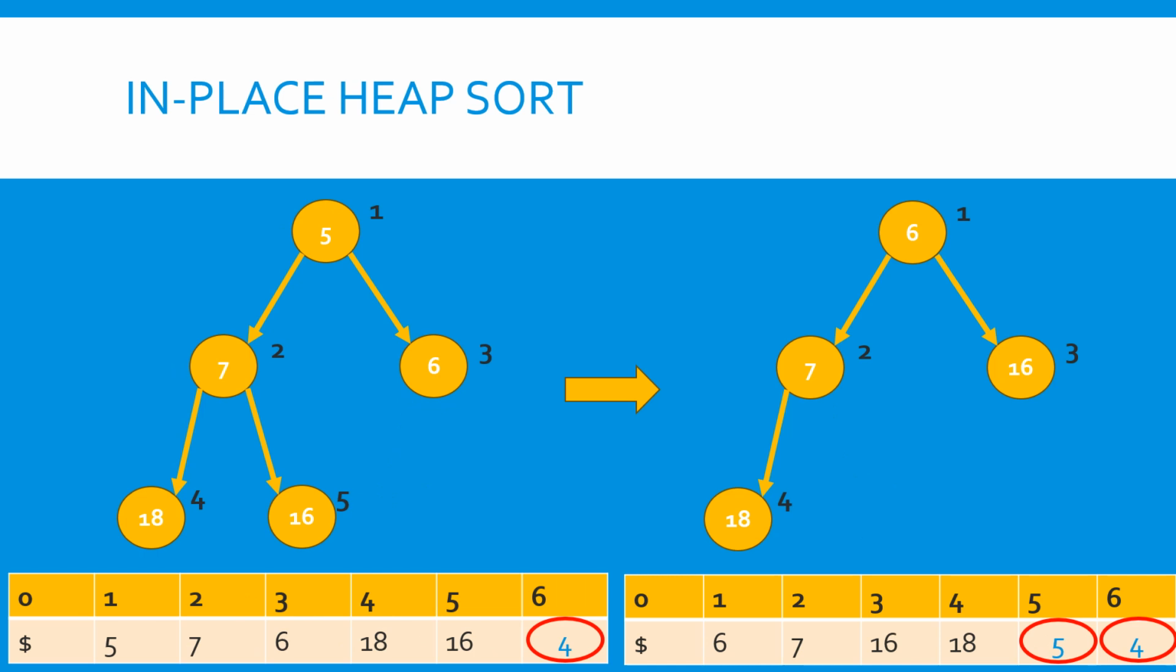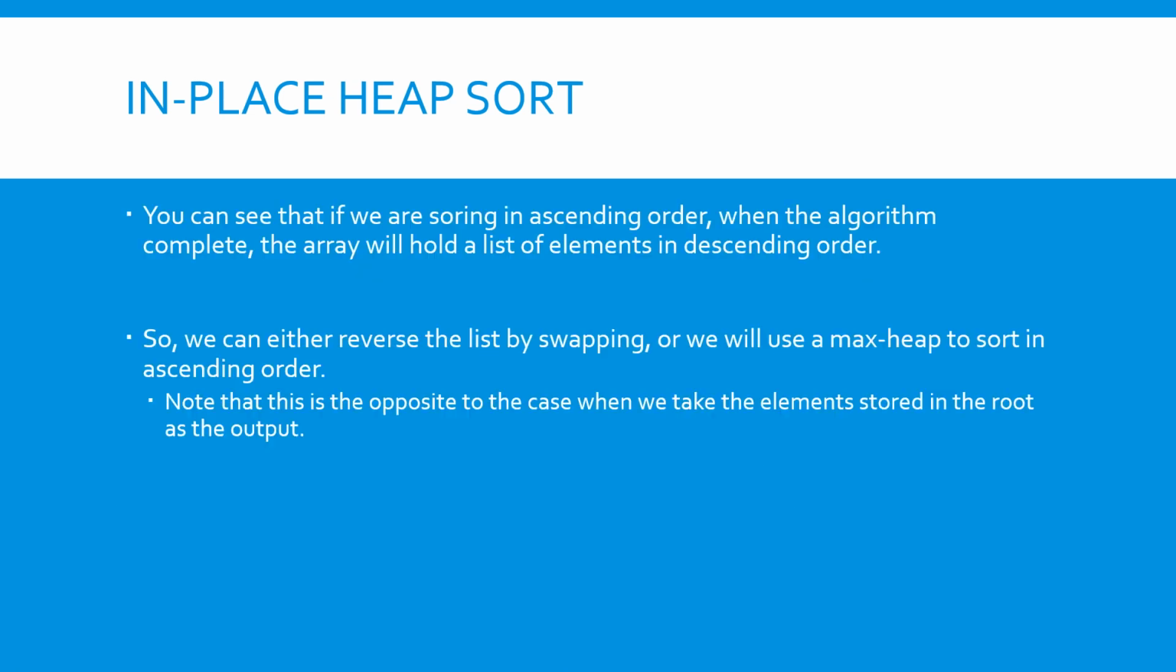For the next stage, we will output the root 5, delete it, and replace it with the last element 16. Now, the 5th space in the array is released, and we will use it to store 5. You can see that when the algorithm is complete, the input array will contain a list of elements sorted in descending order. Recall that our goal is to sort in ascending order.